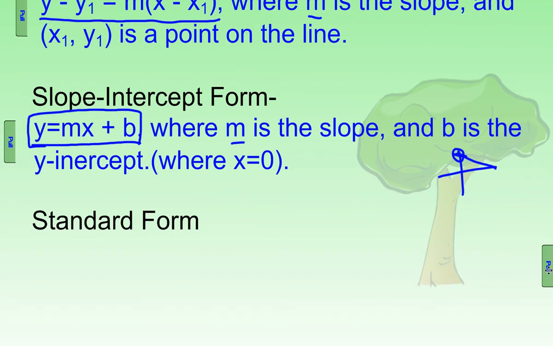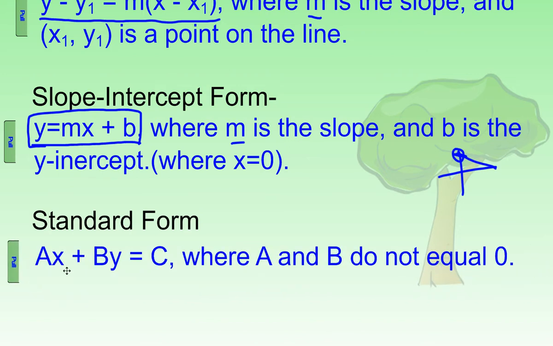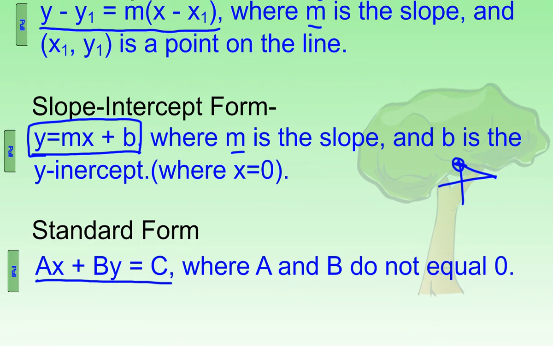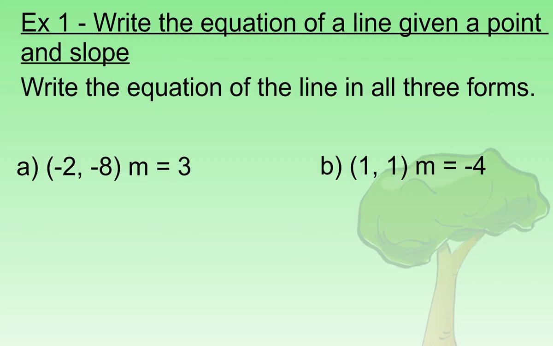And finally, standard form, which we've seen before, but you may not remember it, is the form ax plus by equals c, where a and b do not equal 0. So those are the three forms of an equation. So let's get to it. We're going to write these down.